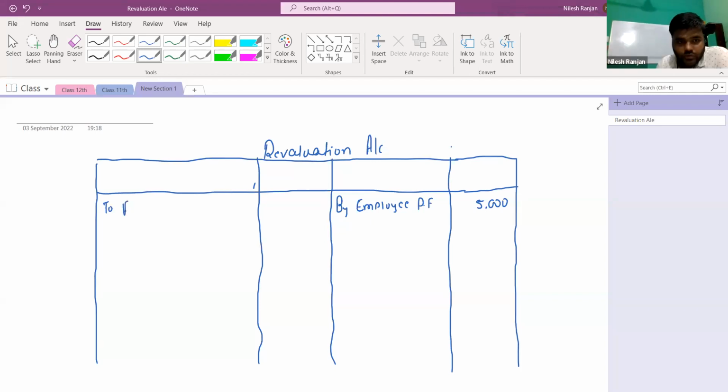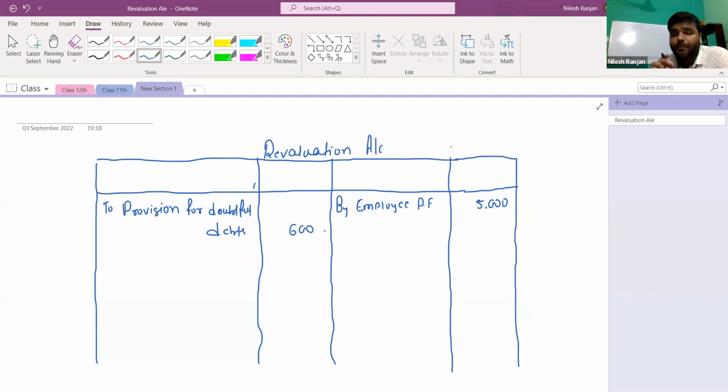So, to provision for doubtful debts 600. Okay. After that, the stock includes 3,000 for obsolete items.